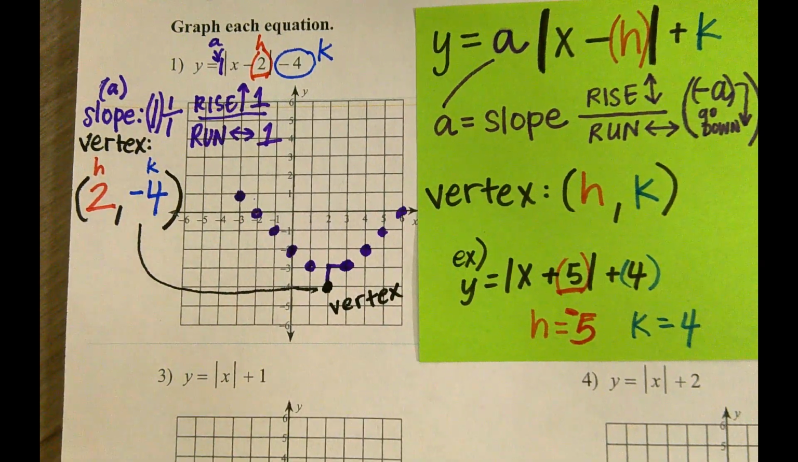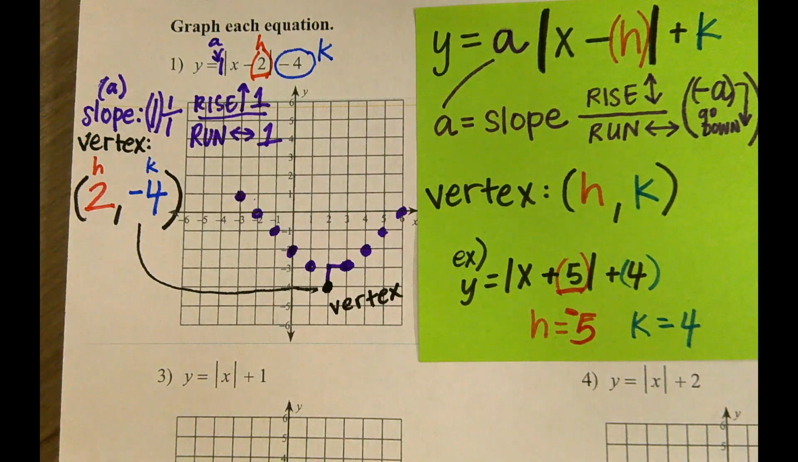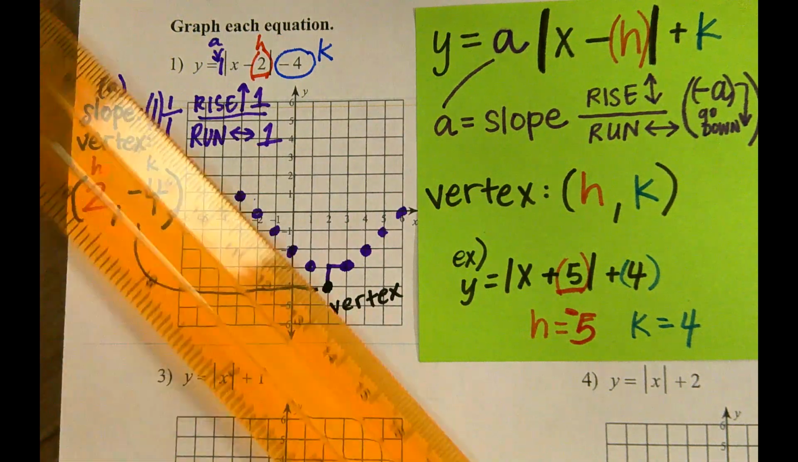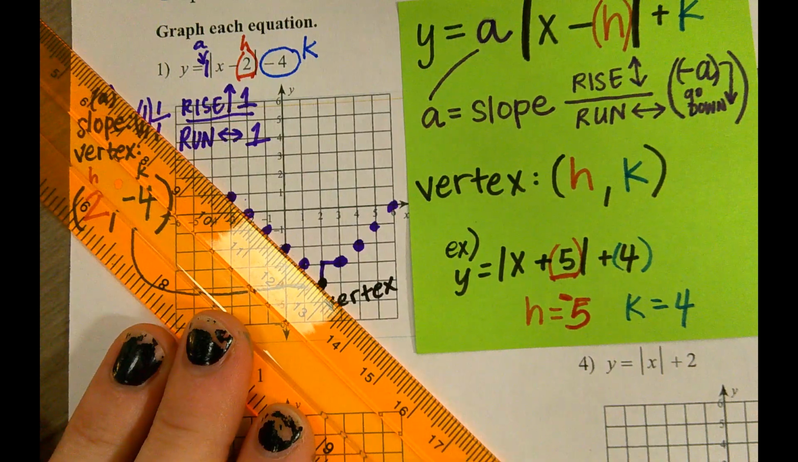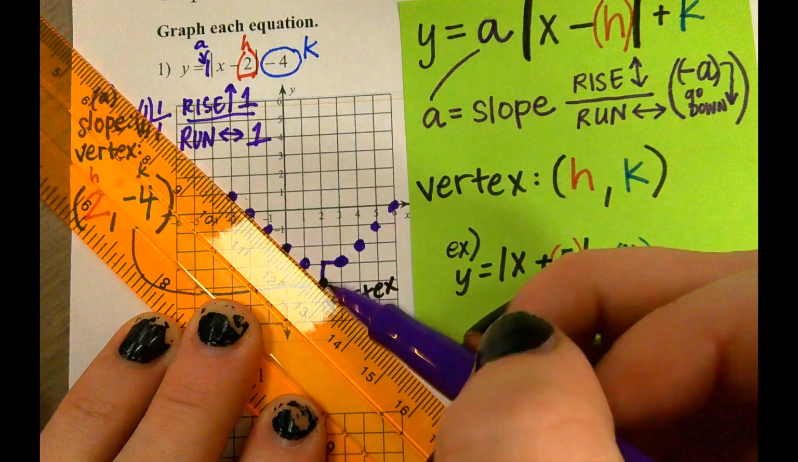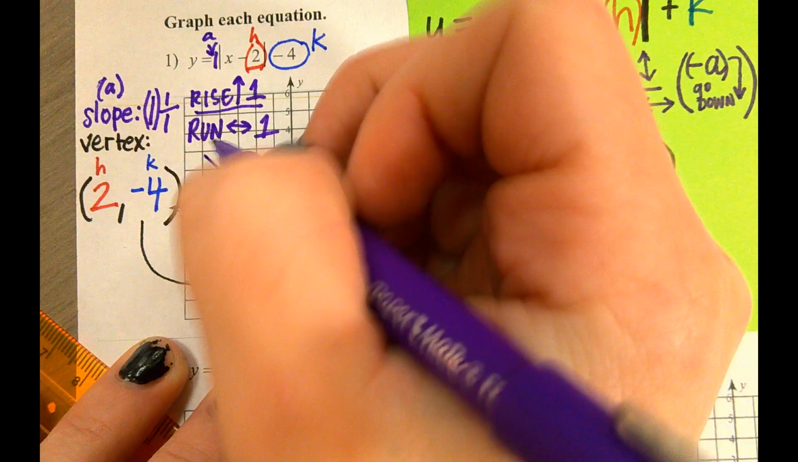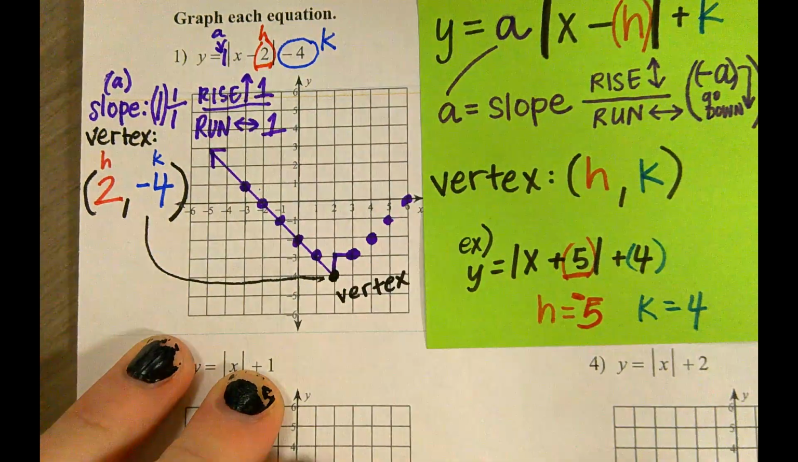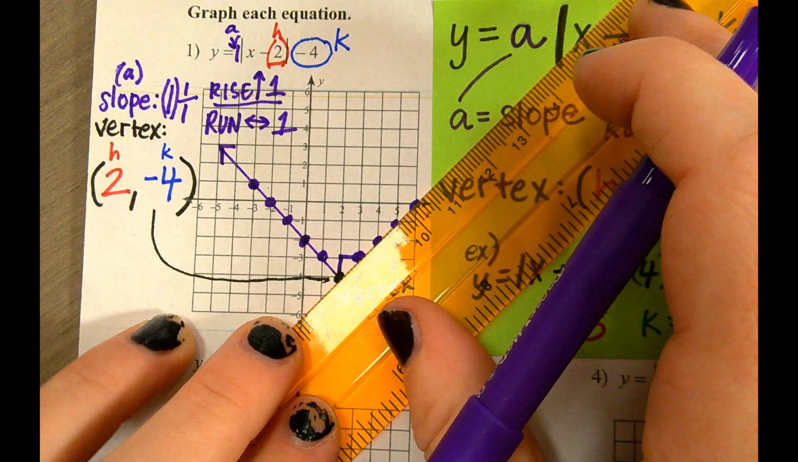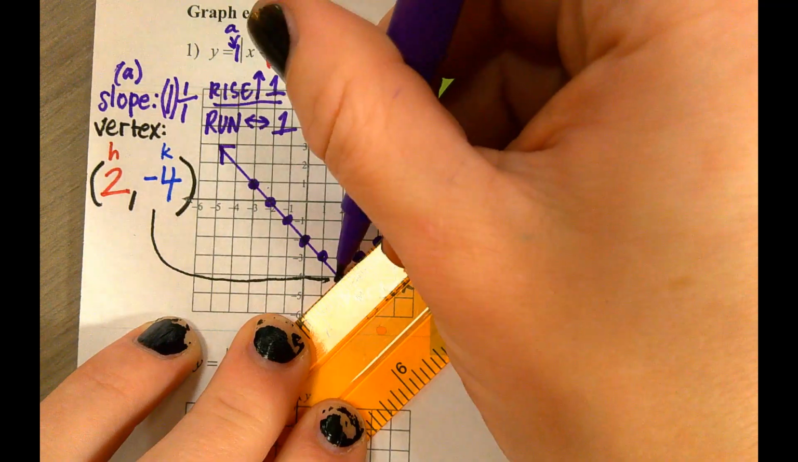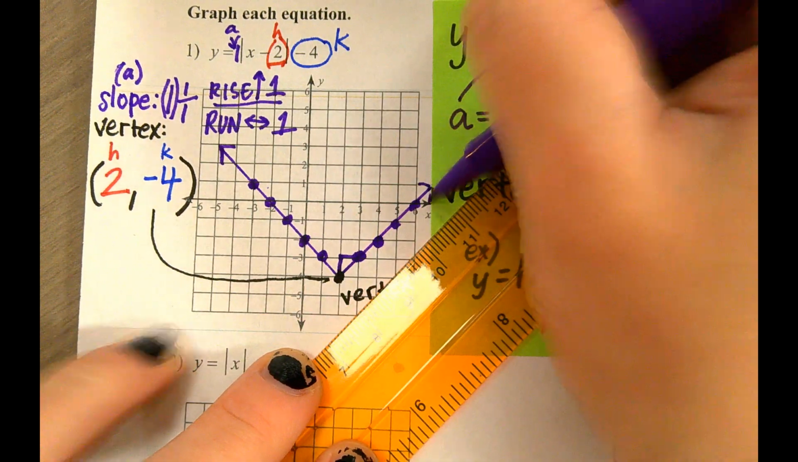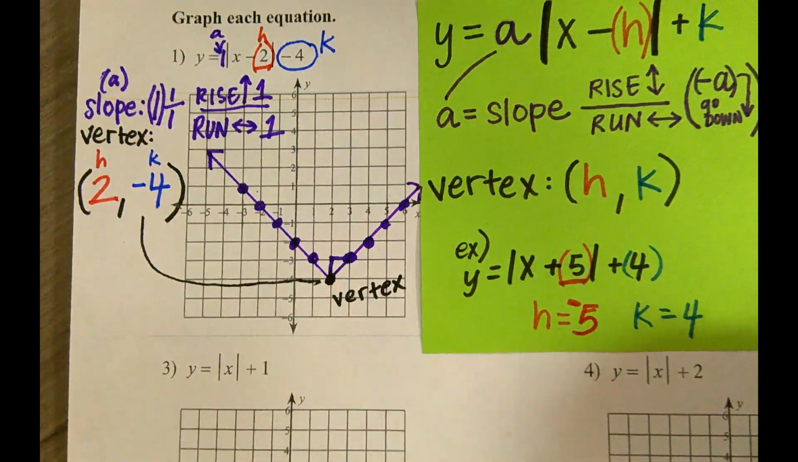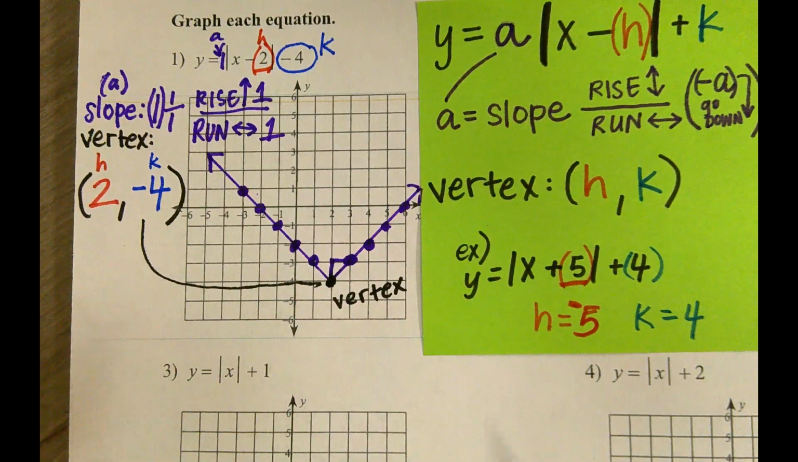You don't have to do this many points, but sometimes the more points that you put on your graph, the easier it is to trace a straight line because you have more points for your ruler to go through. I connect the dots. And there we go. That is my graph.